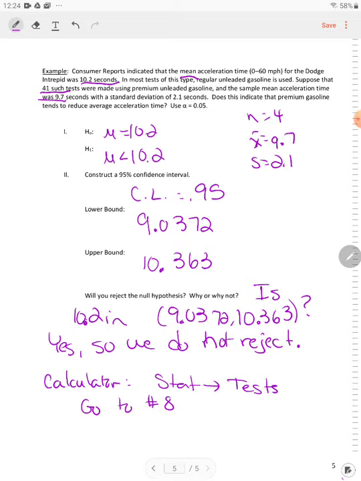Okay, now if I want to confirm on my calculator, I could actually find the p-value. So if I wanted to do a t-test here, I'm going to make calculator stat, test number 2 is your t-test. That's what we've been doing. Mu naught is 10.2. X bar is 9.7. It's 2.1 sample standard deviation. n is 41. We are doing a less than test. And the calculator gives us a p-value of 0.0676, which is obviously not smaller than the 0.05, so it's do not reject. You can just confirm using the p-value.